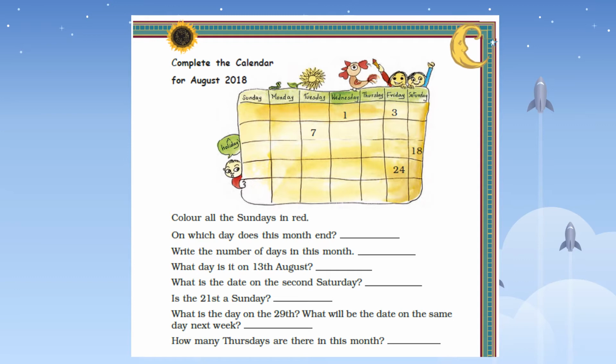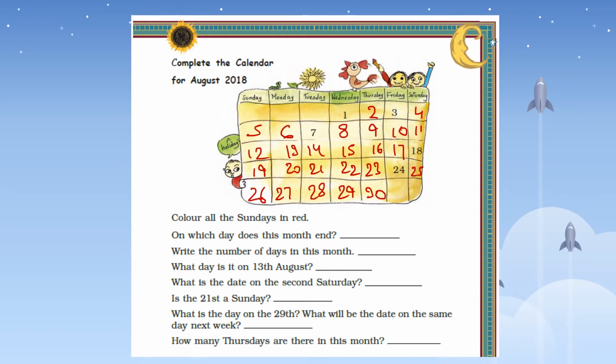Now we have to complete this calendar for August 2018. 1st August is on Wednesday. 2, 4, 5, 6, 8, 9, 10, 11, 12, 13, 14, 15, 16, 17, 19, 20, 21, 22, 23, 25, 26, 27, 28, 29, 30. And remember, August has 31 days. Now answer these questions.